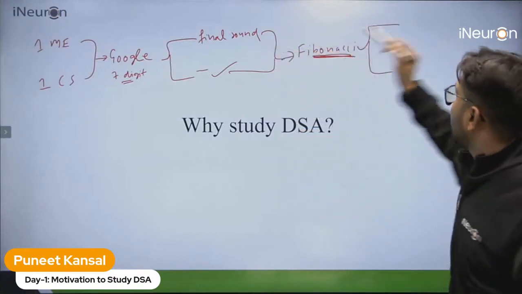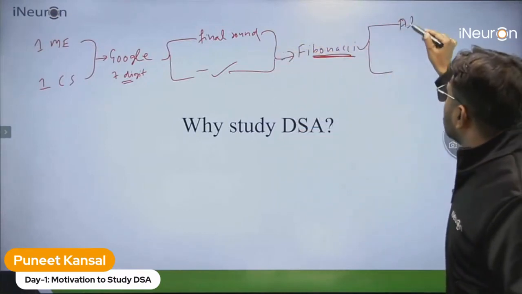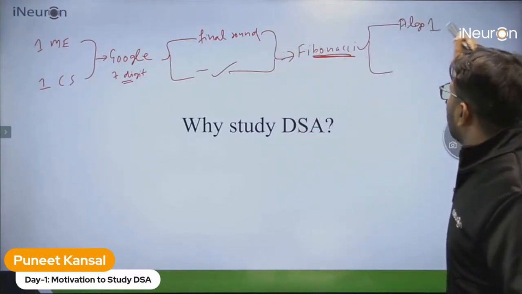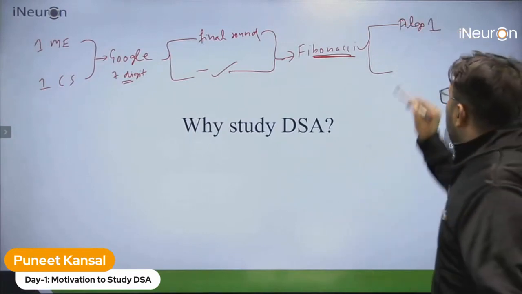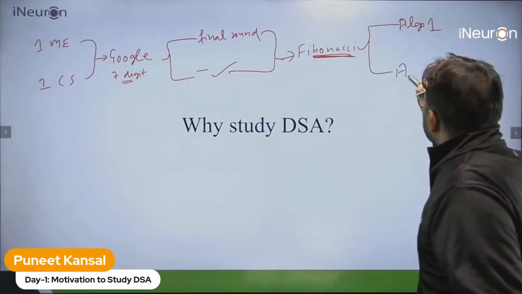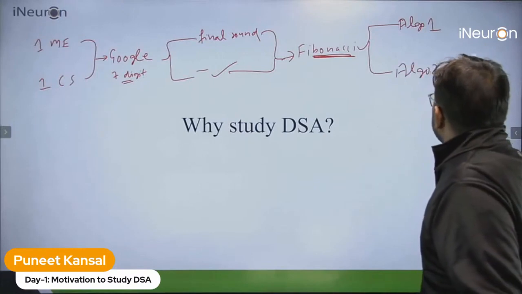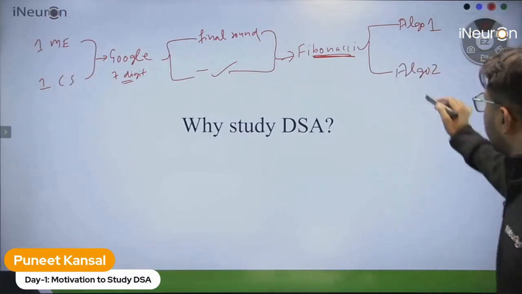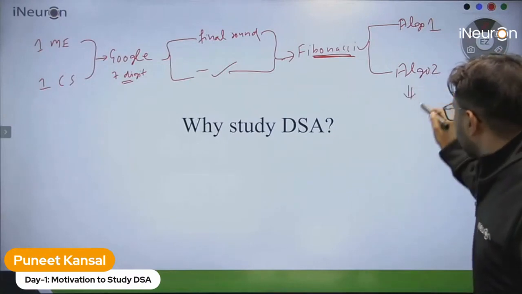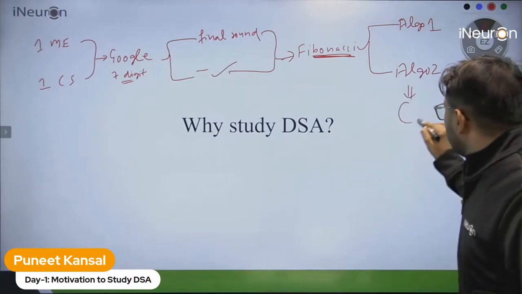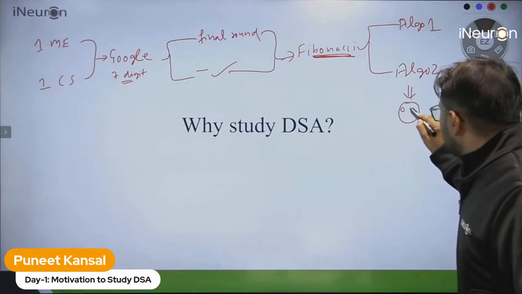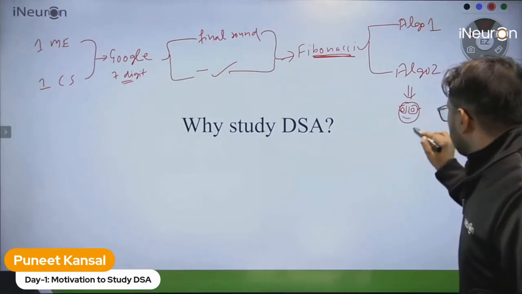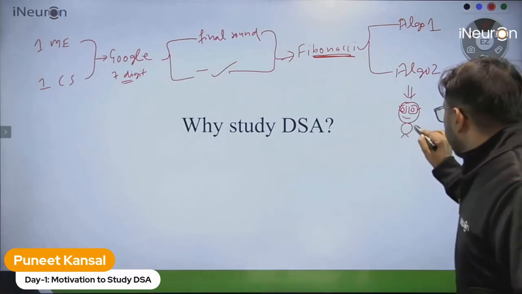The mechanical boy wrote algorithm one, and the CS boy wrote algorithm two. Then the interviewer checked. Let me draw the interviewer also, otherwise you will not get the feeling. Let me put the glasses also. So here is the interviewer.